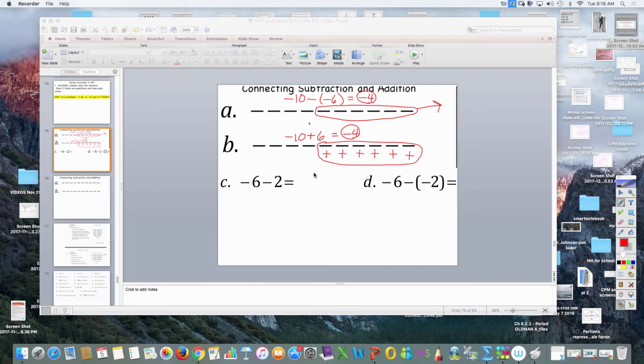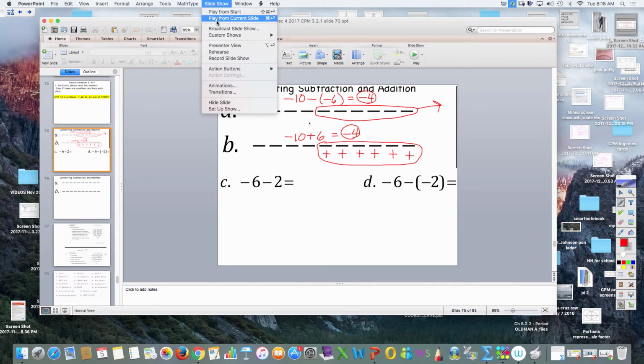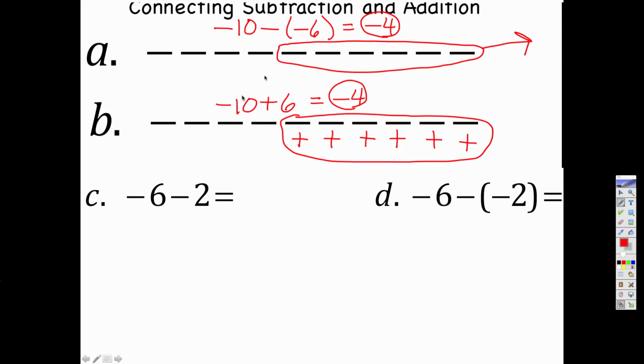Hi, today we're going to take a look at connecting subtraction to addition with positive and negative numbers.